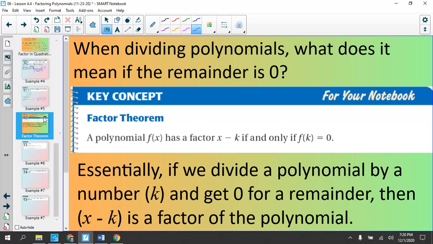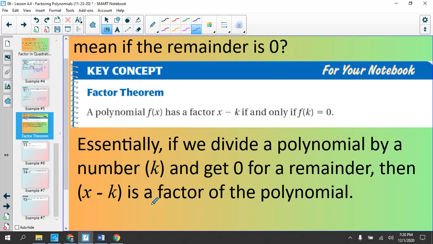But what would it mean if you divide by something, 80 divided by 4? Well, 4 goes into 80 evenly. It goes in there 20 times. That means 4 is a factor of 80. So for us, when we divide a polynomial and we get 0 for a remainder, it means that what we divided by must have been a factor of the polynomial. That's the big takeaway.